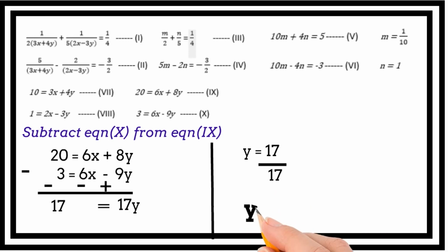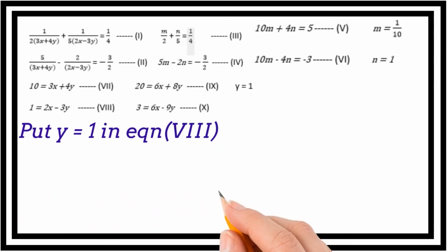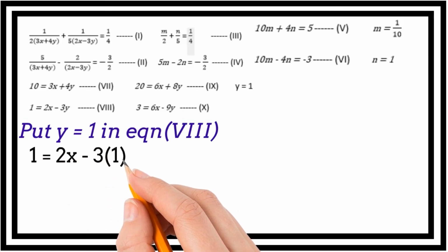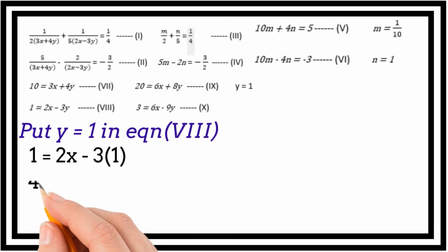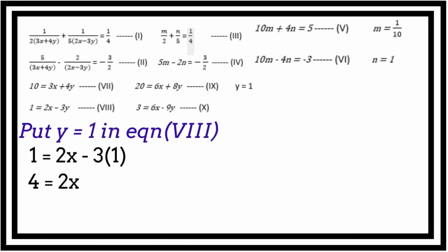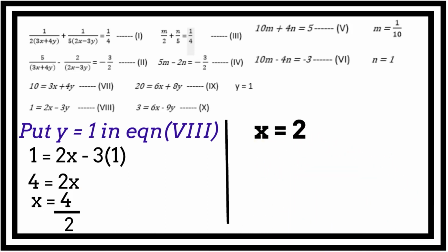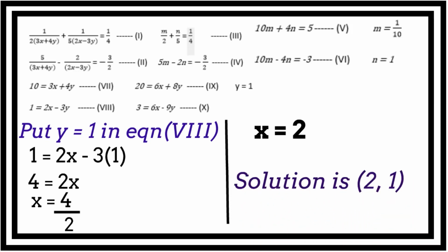So we have got the value of y, which is equal to 1. Now we will put the value of y is equal to 1 in equation number 8 to get the value of x. So 1 is equal to 2x minus 3 into 1. Now this 3 will move to the left hand side. So 1 plus 3 will be 4. 4 is equal to 2x. X is equal to 4 upon 2, therefore x is equal to 2. So in this way we have got the value of x and y. So the solution of the nonlinear simultaneous equation is 2, 1.